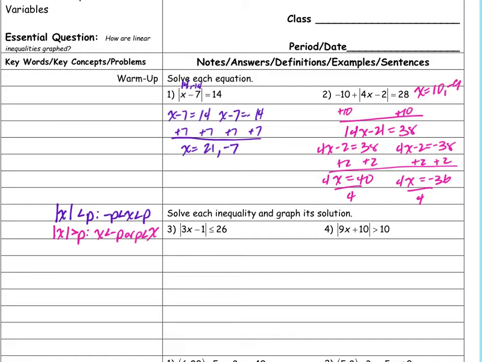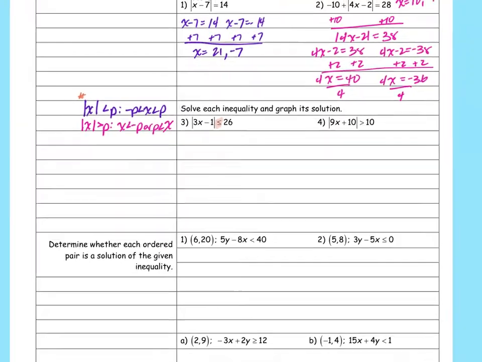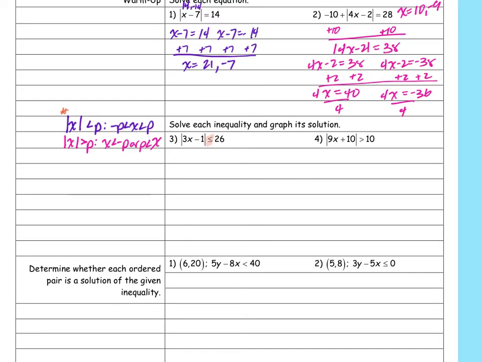Depending on what my inequality sign is, depends on which rule I'm going to use. And so for the first one, I have a less than or equal to sign. So I'm going to use this rule here, the first one. I'm going to slide this up. The first rule. And so that means I've got negative 26 is less than or equal to 3x minus 1, which is less than or equal to 26. So add 1 to both sides, and I get negative 25 is less than or equal to 3x, which is less than or equal to 27.